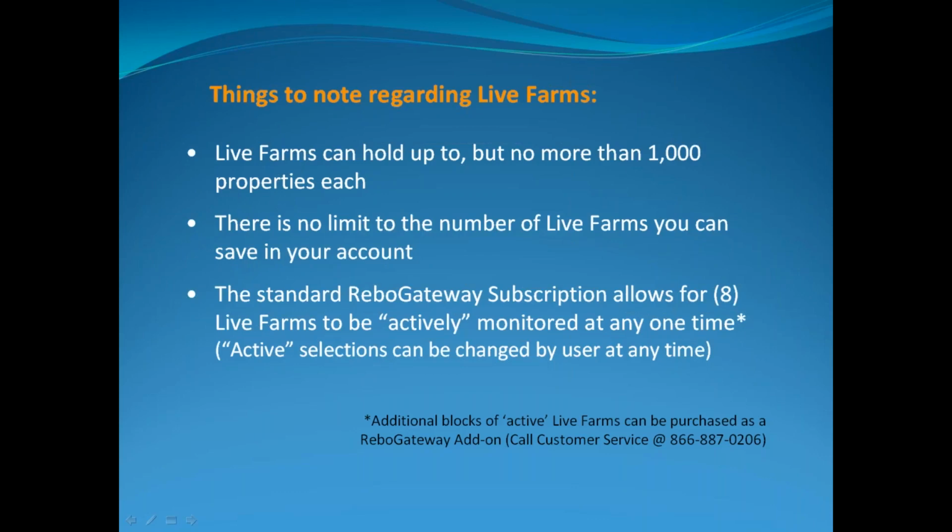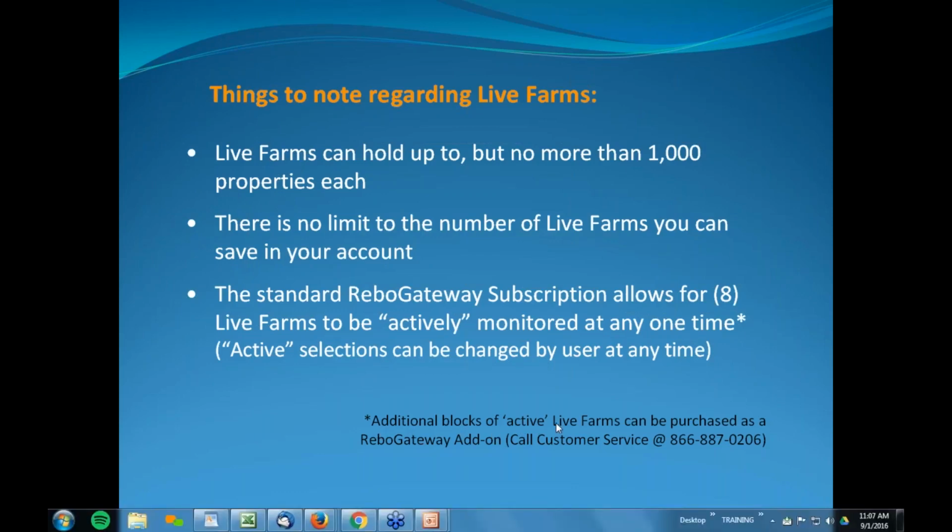And then the last point here is that the standard ReboGateway subscription allows for 8 live farms to be actively monitored at any one time. And it says here active selections can be changed by the user at any time. So that means you could create 16 farms, save them in there, have 8 of them active for a period of time, and then go into your control panel in live farms and deselect those and select the second set of 8 to be active for a period of time. So you can change which ones are active. And then a little asterisk here: additional blocks of active live farms can be purchased as a ReboGateway add-on.